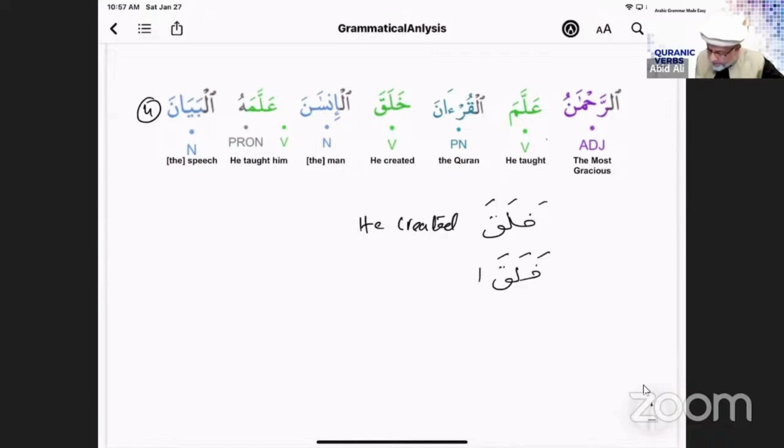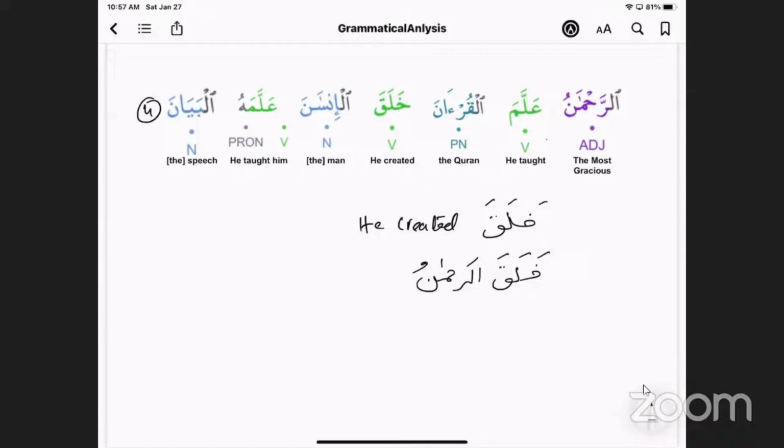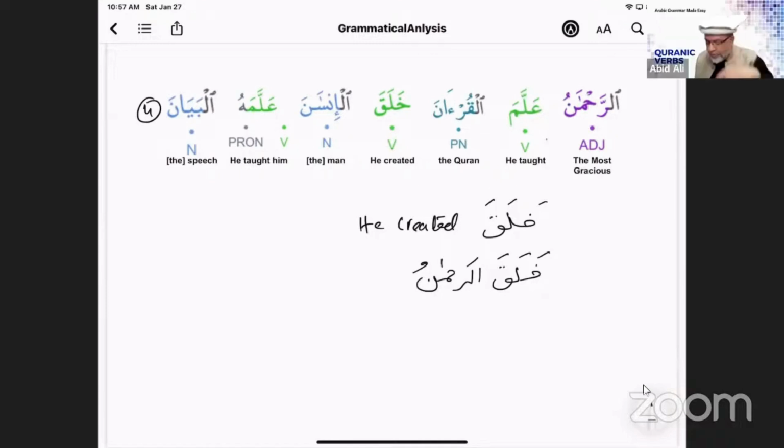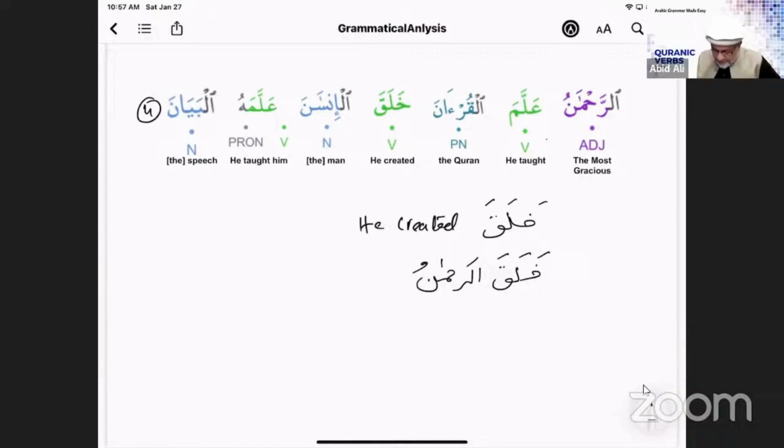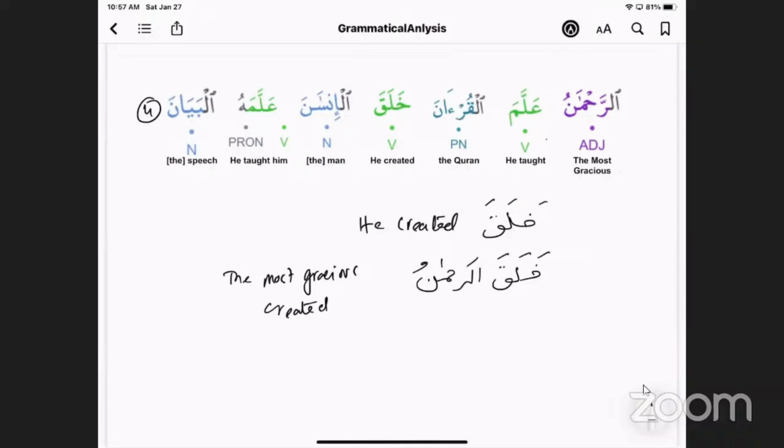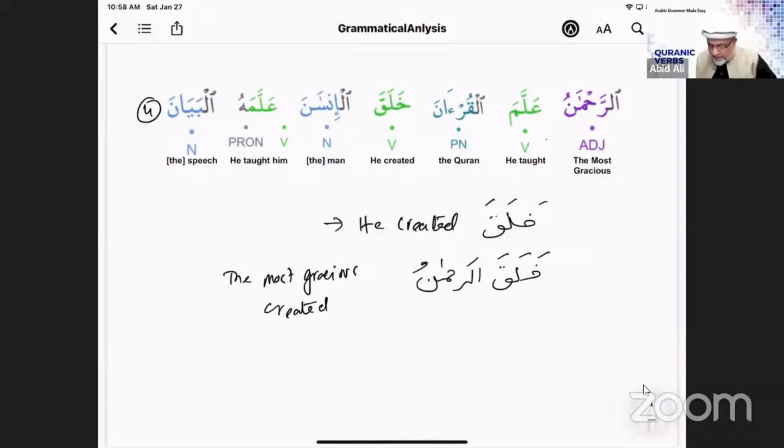khalaqa Ar-Rahmanu. Can you tell me what is the translation of this? He created, and Rahmanu would be gracious, so he created, he's most gracious. No. Rahman created. Think about it. Yeah, Brother Mansoor. So the most gracious created.